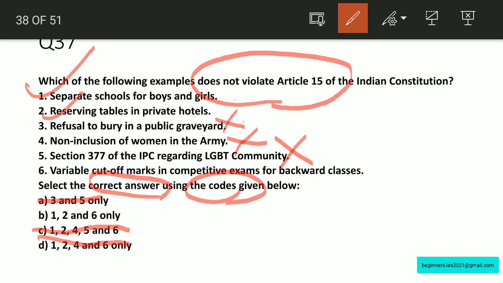So obviously 6 is right. This does not violate, since the variable cutoff and reservations are provided to ensure justice as per Articles 14 and 15. Therefore, the answer for the question is B. 1, 2, 6 is the correct answer.